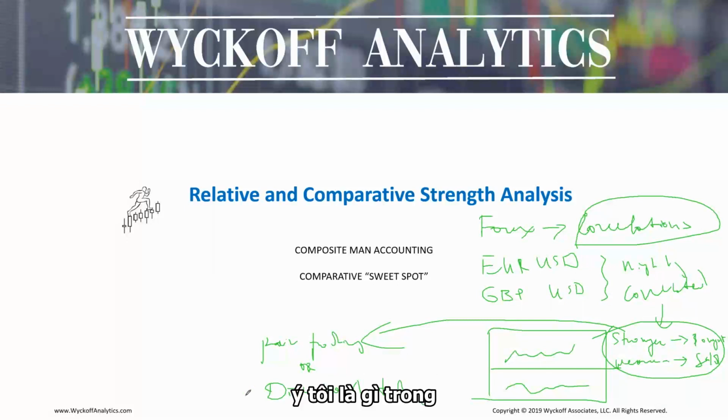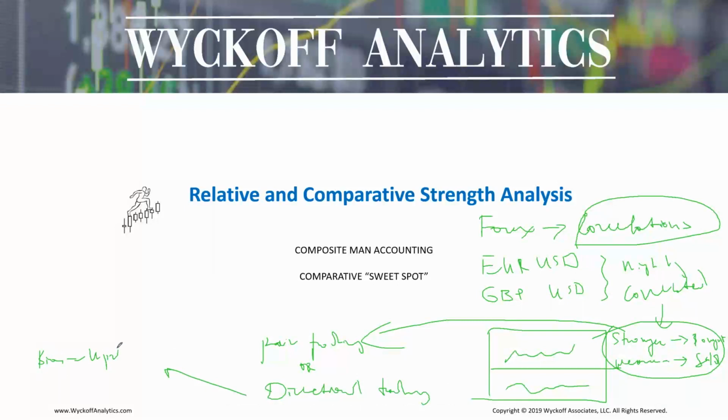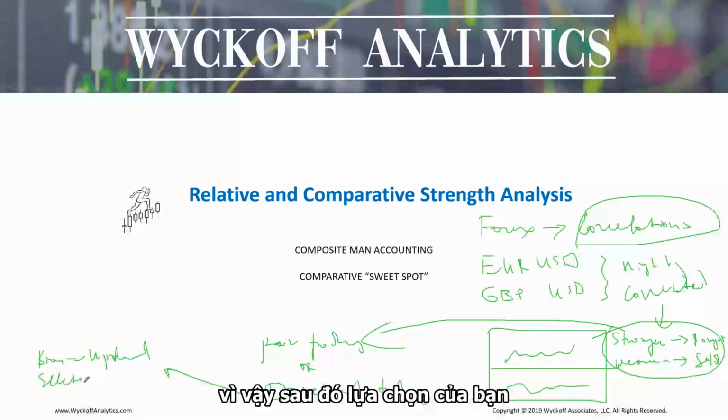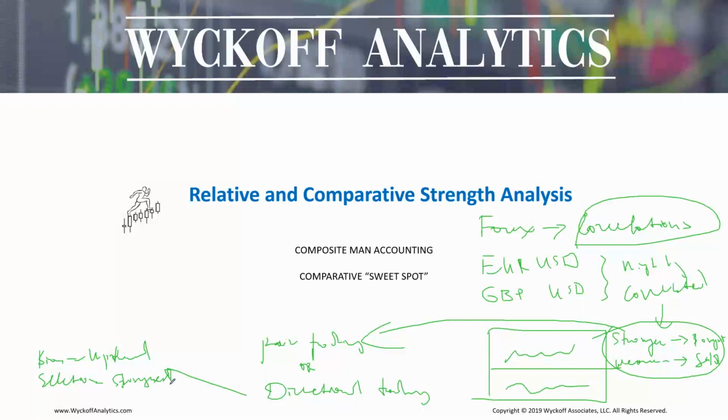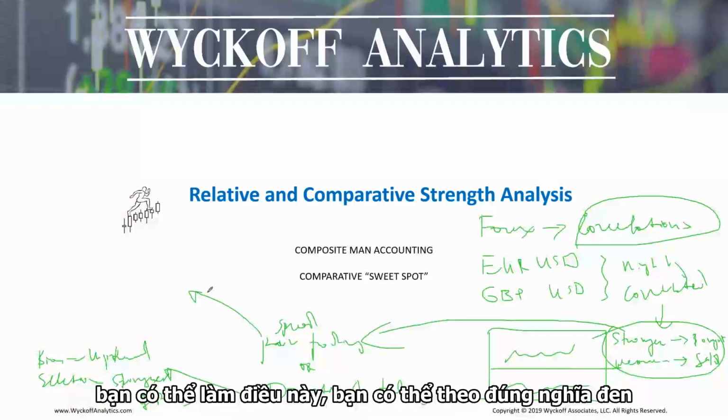What do I mean by that? In directional trading, let's say that you define the bias as an uptrend. So then your selection is going to be the strongest of the pairs, and you would just disregard the second pair. In pair trading or spread trading, you could do this.